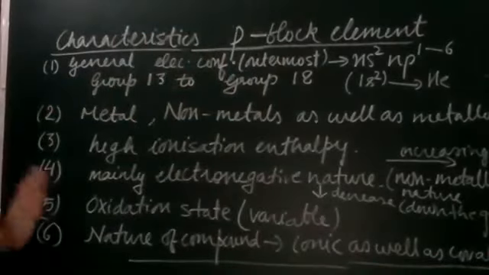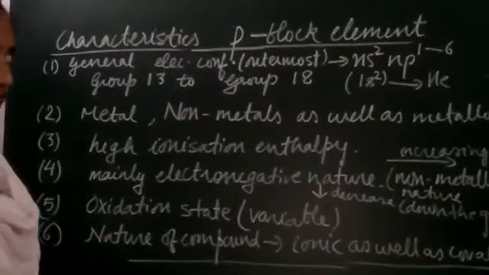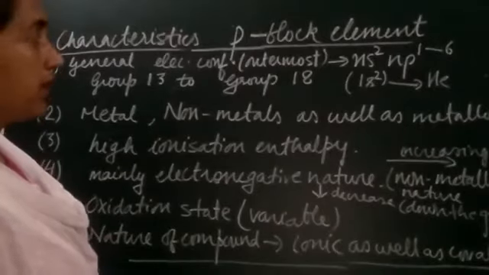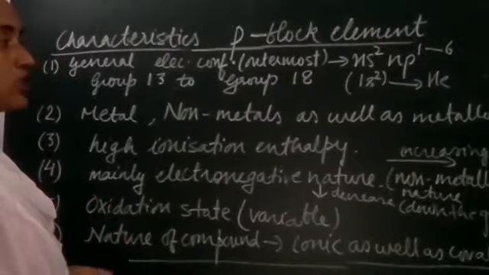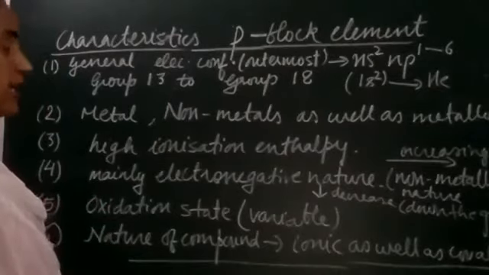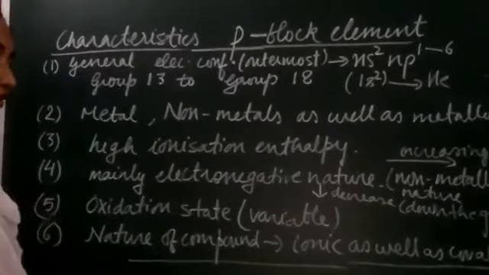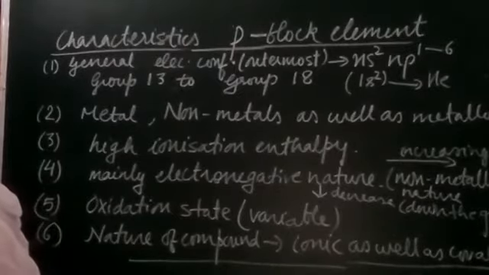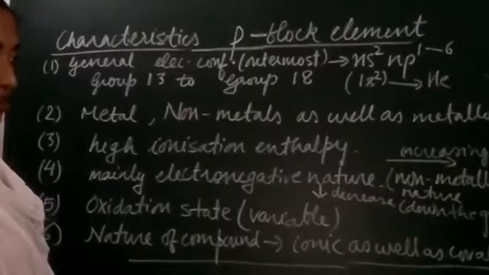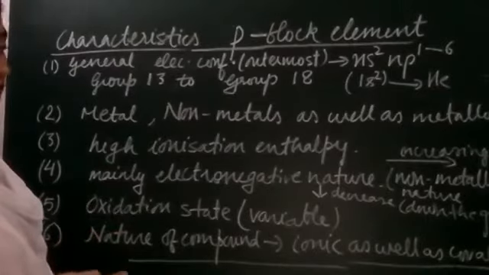So the p block element comprises 6 groups, group 13 to group 18, right? Second, this is the only group which will include metals, non-metals as well as metalloids. They have got high ionization enthalpy, so the tendency to lose electrons is less. They are mainly electronegative in nature, which shows the non-metallic nature, right?